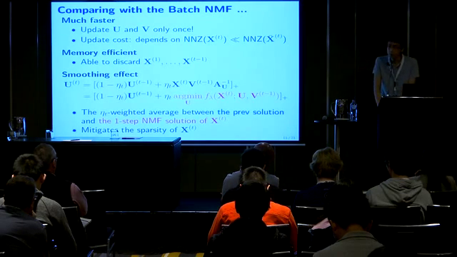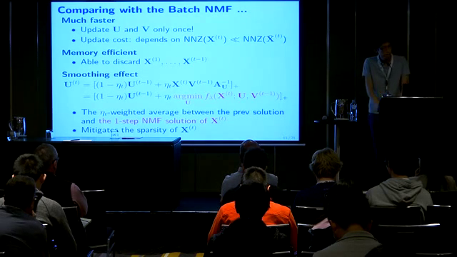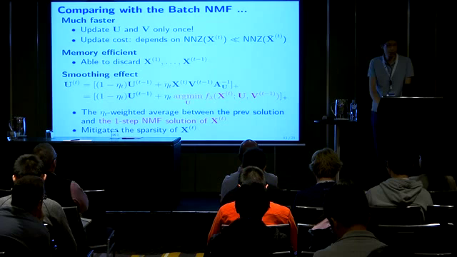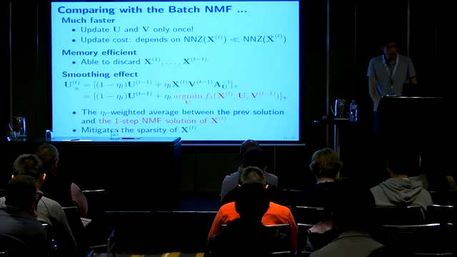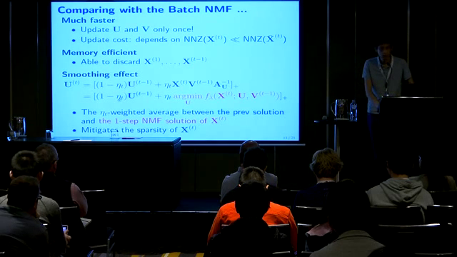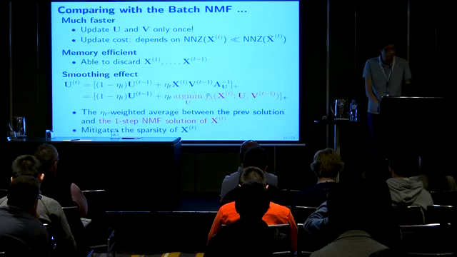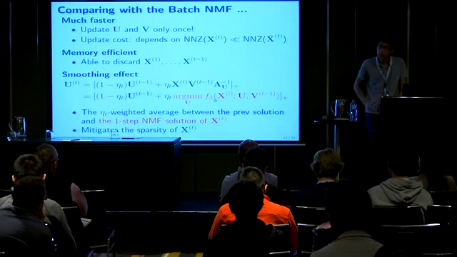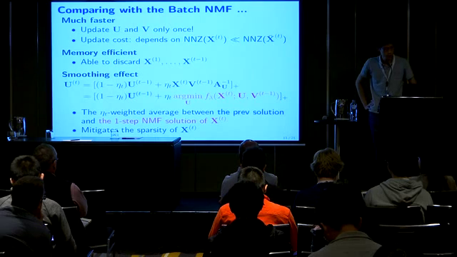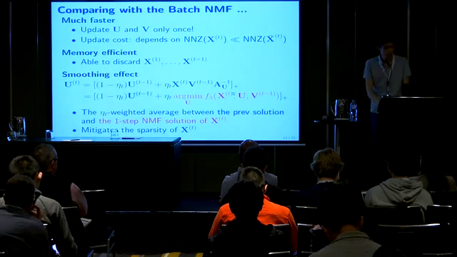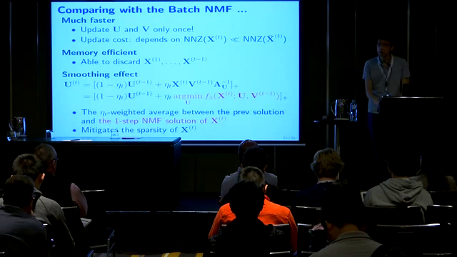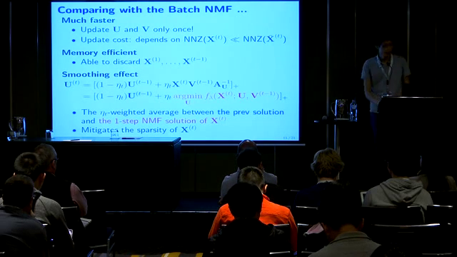And finally, it is an interesting point: this update rule has a natural smoothing effect. By rewriting the update rule, we can see that this new solution is an eta t weighted average of the previous solution and the one-step NMF solution of the current observation. The current one-step NMF solution is problematic because xt is very sparse, so the sparsity problem occurs. But by using this eta t averaging, the sparsity is mitigated, because the previous solution interpolates the sparse areas of the current solution.